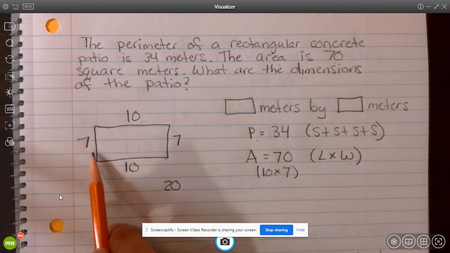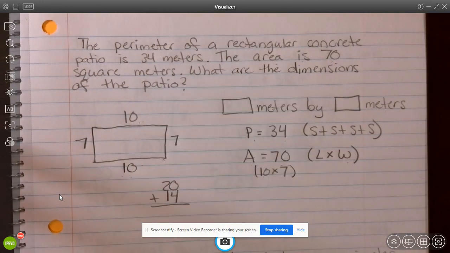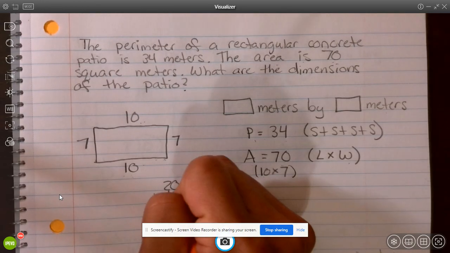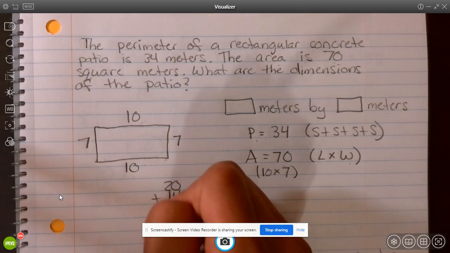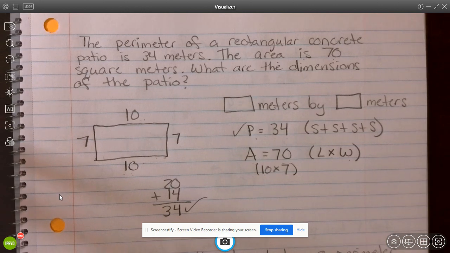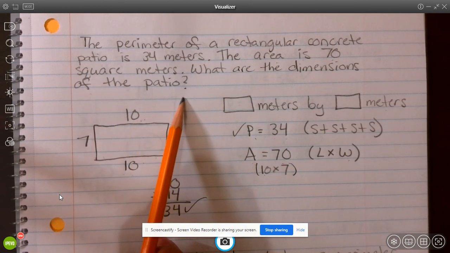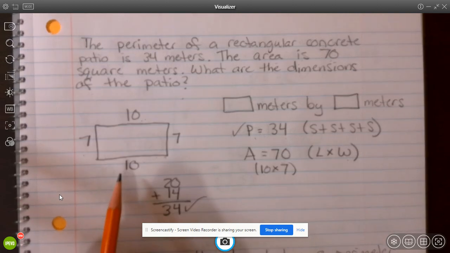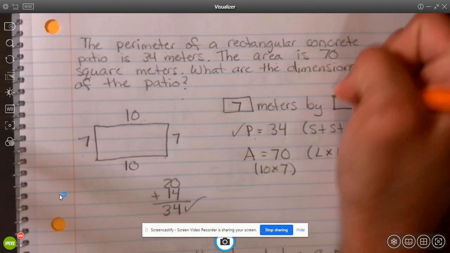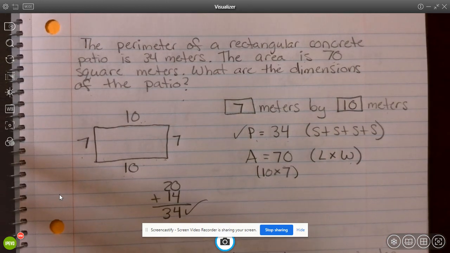7 plus 7 is 14. Now let's add them together. 0 plus 4 is 4. 2 plus 1 is 3. 34, that matches the perimeter. So what are the dimensions of the patio? 7 by 10. So you would put 7 by 10 meters. And that is the answer.